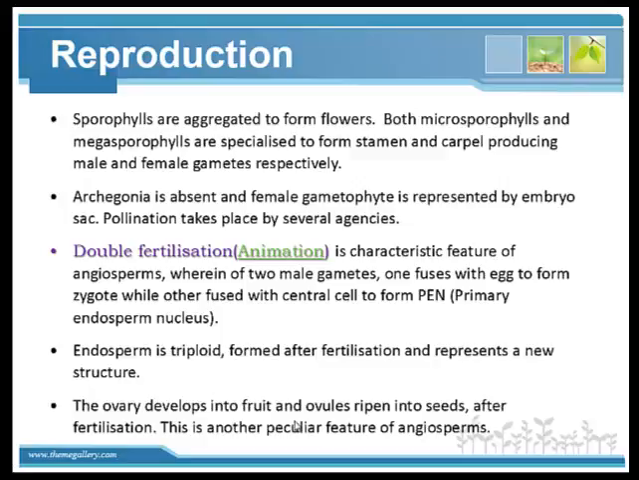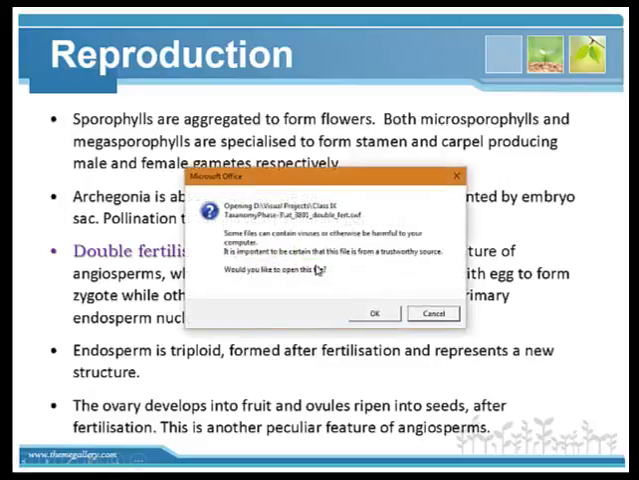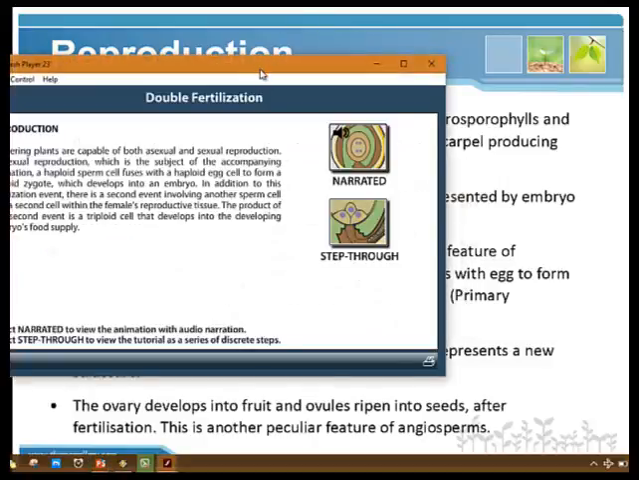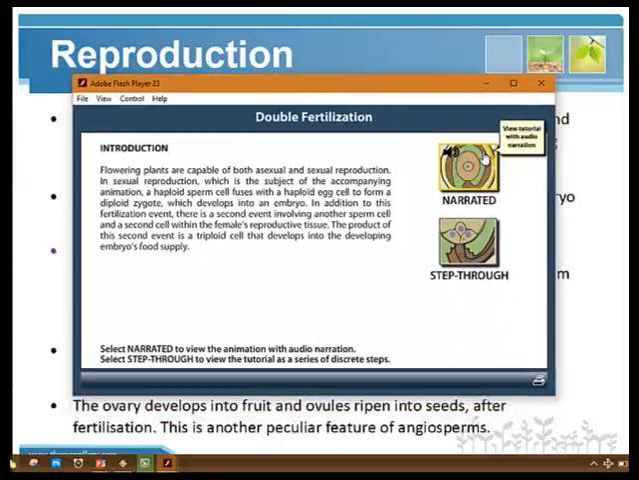Now we look at the animation. Particularly, it is double fertilization. I'm skipping the general reproduction, as we have already seen it in the case of pteridophytes and gymnosperms. It's almost similar, so I'm only showing the double fertilization in angiosperms. So observe it.